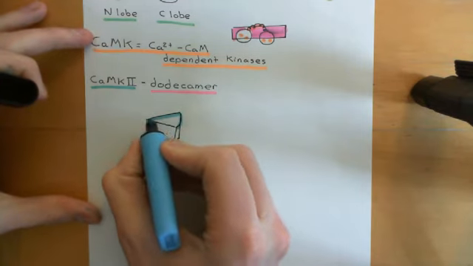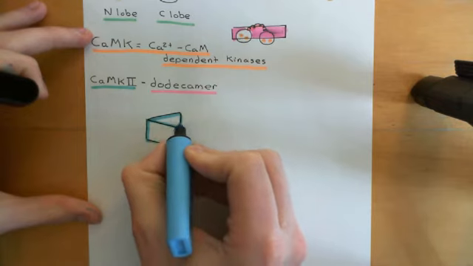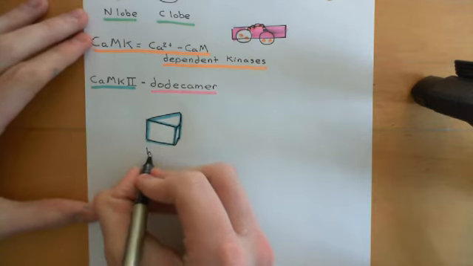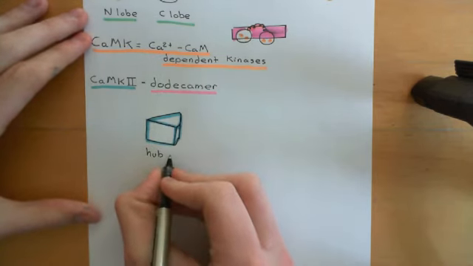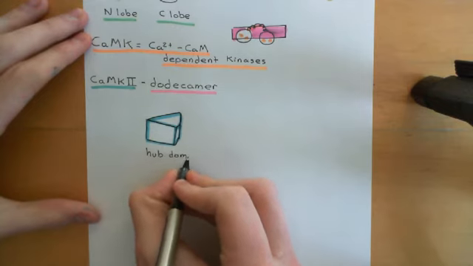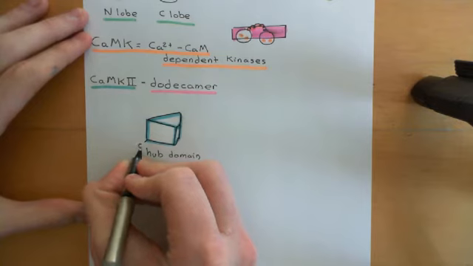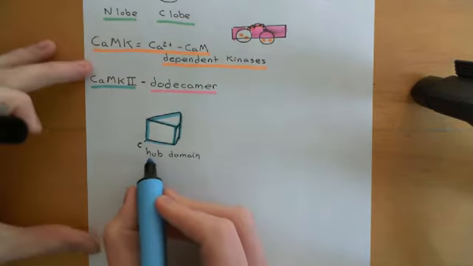So here in blue, this is the domain of CamKinase 2 called the hub domain, and this is going to be really important in getting the CamKII 2s to assemble into this dodecamer. So this is going to be important in oligomerizing the CamKII 2 enzymes together. So this is a hub domain, and this is at the C-terminal end of the polypeptide. So there's the C-terminus of the polypeptide.